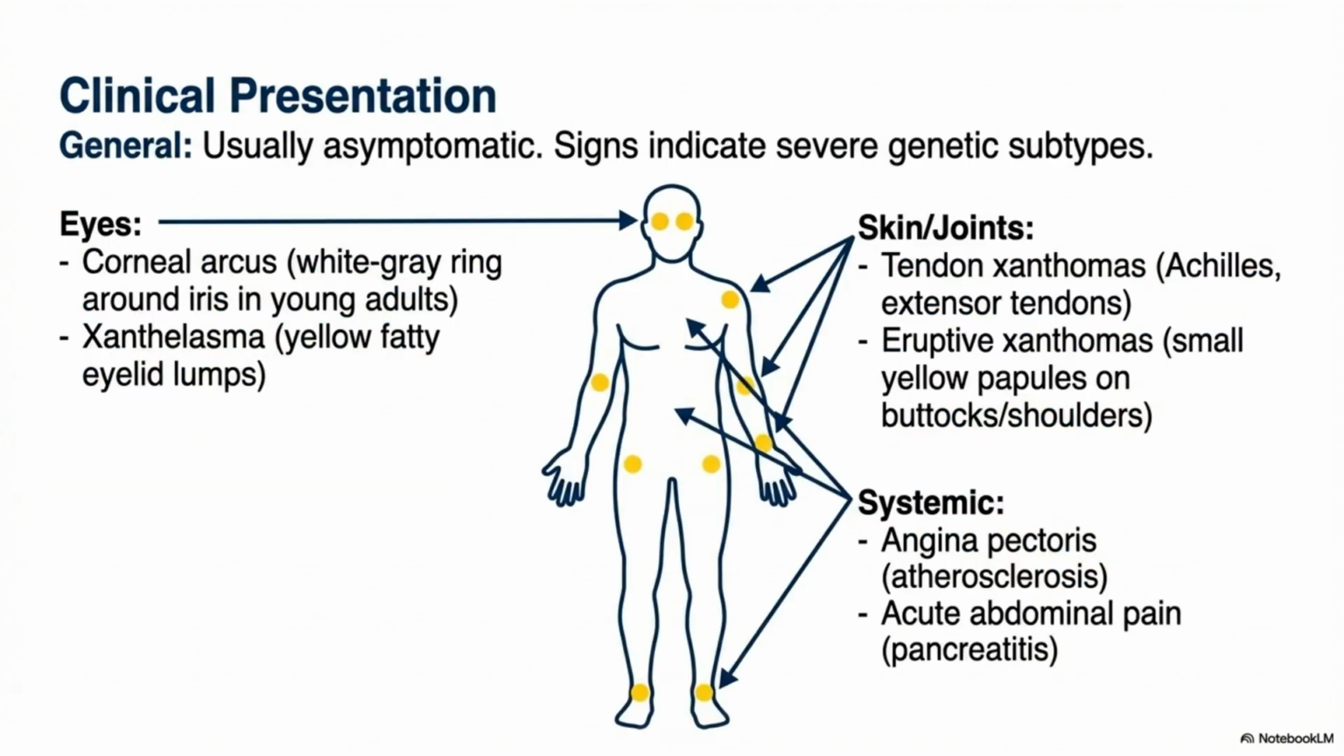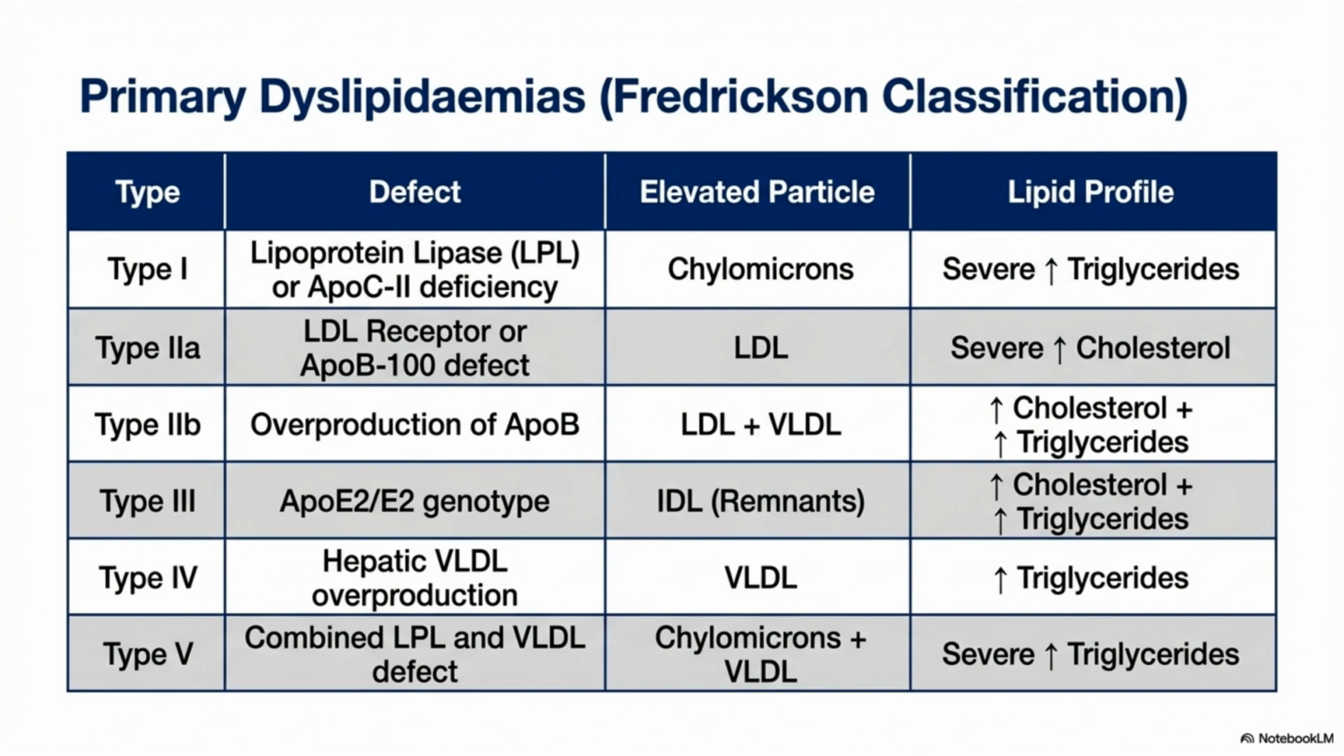Clinical presentation is usually asymptomatic, but signs may indicate severe genetic subtypes. These signs include corneal arcus or xanthelasma in the eyes, tendon or eruptive xanthomas on the skin and joints, and systemic symptoms like angina pectoris or acute abdominal pain. Primary dyslipidemias are classified by Fredrickson into 5 types based on the defect, the elevated particle, and the resulting lipid profile, which involves varying degrees of elevated triglycerides and/or cholesterol.